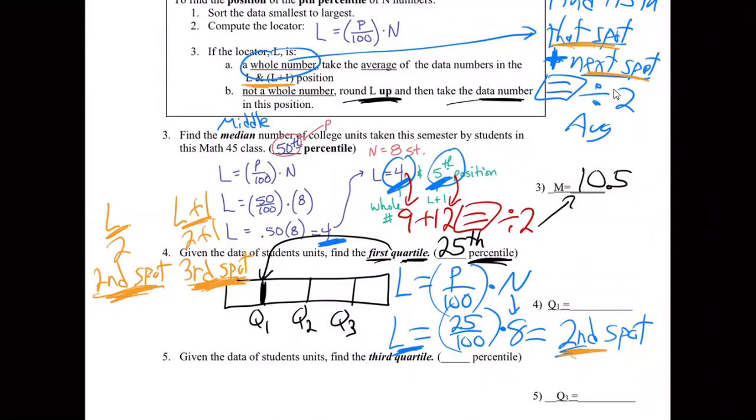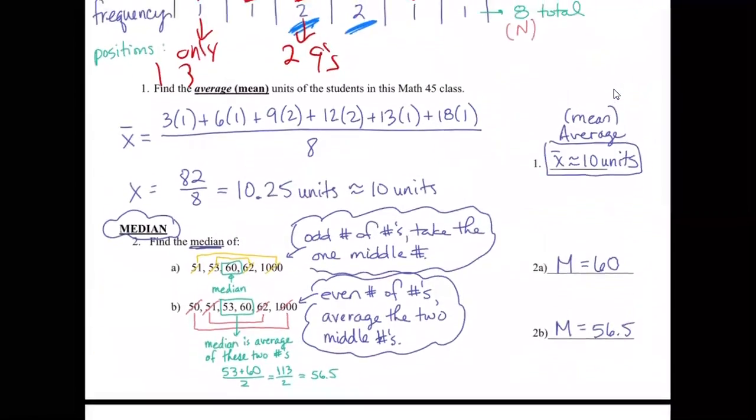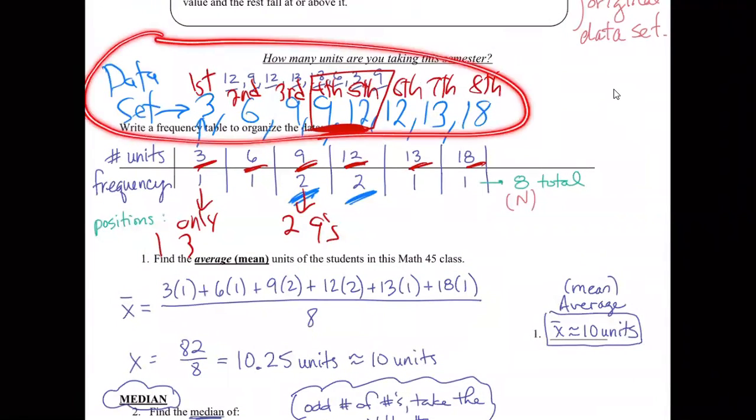So now we go back to the data set and we find the value in the second spot and the third spot. Let's go to it. All right, so here's the data set we're referring to. What are the numbers in the second spot and the third spot? 6 and 9. Beautiful. That's right. 6 and 9. Everybody see that? Those are the numbers in the second and third spots.